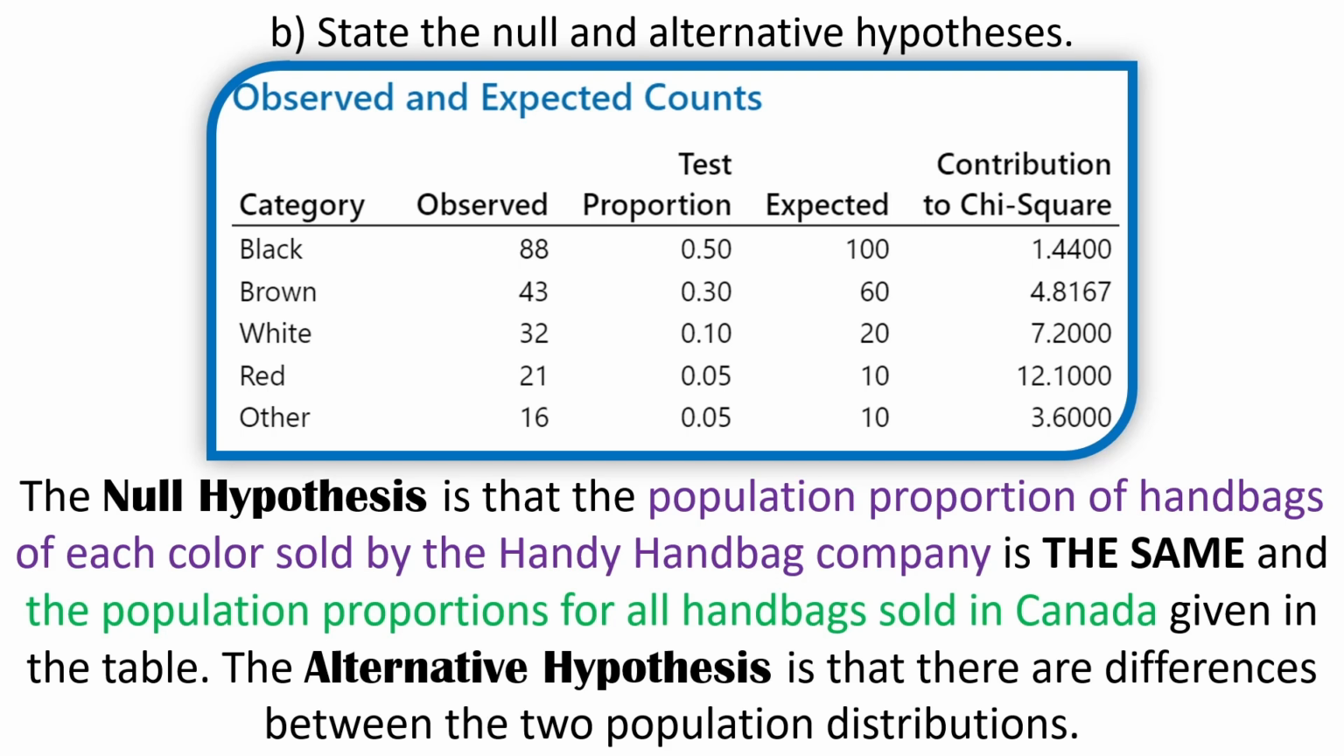What's the alternative? That's just that there are differences between these two population distributions. So in other words, it's not the null hypothesis. Oh, yeah, I forgot I was going to do that.